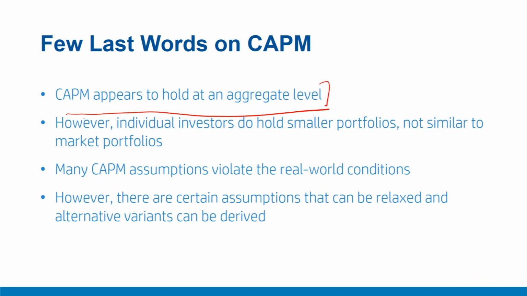However, it is also found that individual investors do hold smaller portfolios that are not similar to the market portfolio. CAPM assumes that all the investors should hold is the market portfolio. However, investors are often found to hold smaller portfolios that are not similar to the market portfolio. And therefore, these assumptions are violative of real life conditions. But it has been found that some of these assumptions can be relaxed and alternative variants of CAPM can be obtained. While these variants are slightly more complicated than simple CAPM, they attempt to relax some of these assumptions and incorporate the resulting changes in the risk return relationship.